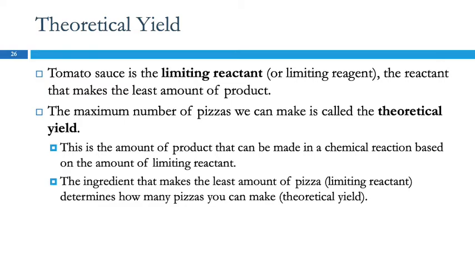The maximum number of pizzas that we can make is called the theoretical yield. And that's the amount of product in a chemical reaction that can be made from the limiting reactant. And that is assuming that everything goes perfectly, which of course, does anything ever go perfectly? Not really, no. But the ingredient that makes the least amount of product of pizza is the limiting reactant, and that determines how much you can make, which is the theoretical yield.